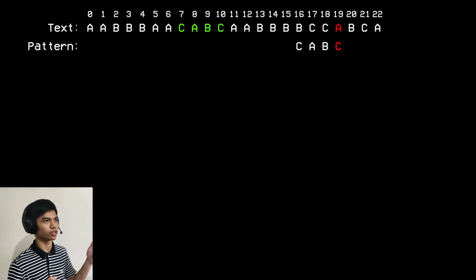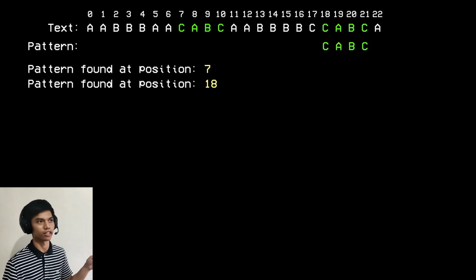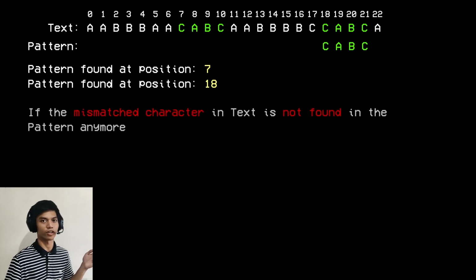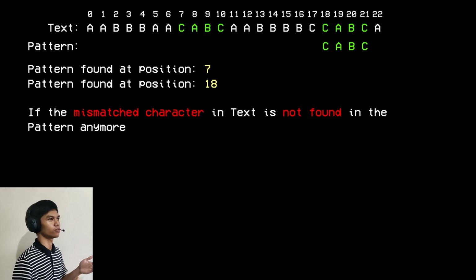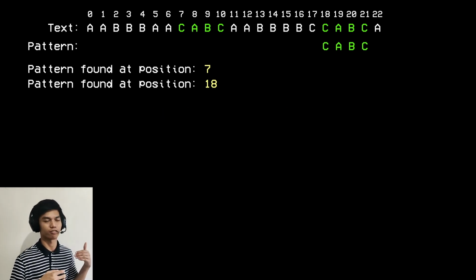So we shift it, and then after that we compare again from the rightmost character and see if it's a match or mismatch, and then we determine if that character is still available from the pattern. If it is, then we just make the mismatch become a match, and so we shift it. If the mismatch character from the text is not found anywhere in the pattern anymore, then we move the pattern all the way past that mismatch character because we cannot find a match for it in the pattern anymore. So that's how the bad character rule works.